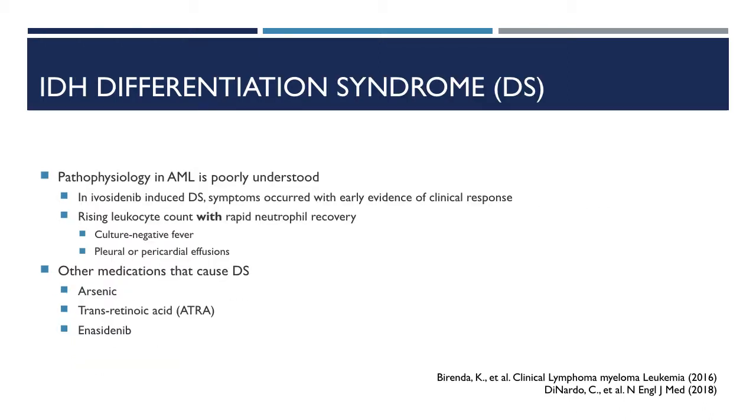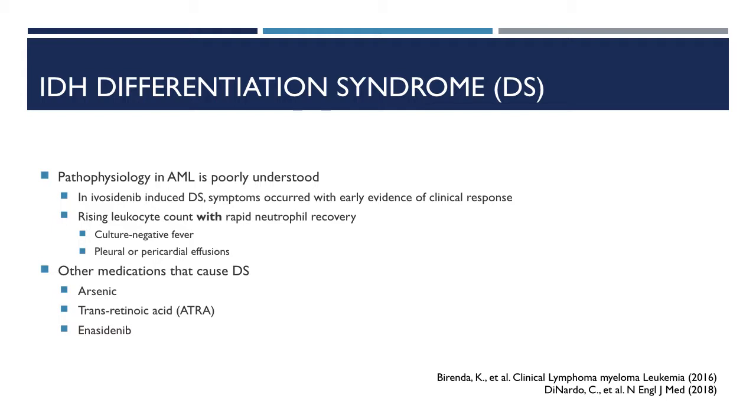So to start, we have IDH differentiation syndrome, and the pathophysiology of why we see it in these patients is unclear. But normally differentiation syndrome is seen in acute promyelocytic leukemia, or APL, and the proposed mechanism for that is with induced myeloid differentiation, you're releasing inflammatory cytokines that cause an inflammatory reaction within the body. So it's thought to be something similar to that with ivosidenib in AML patients.